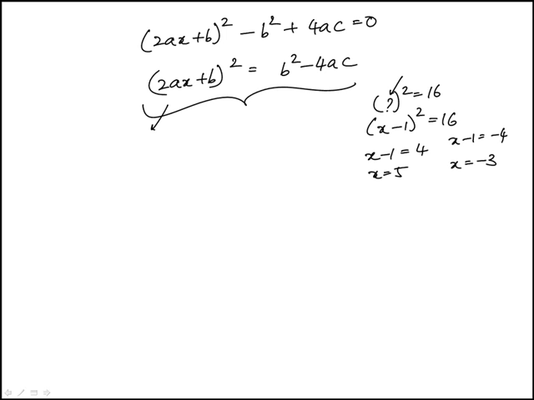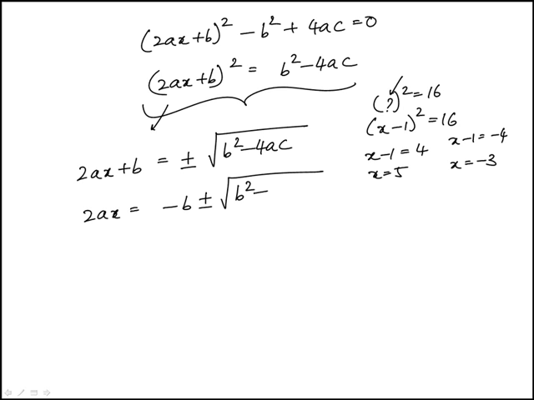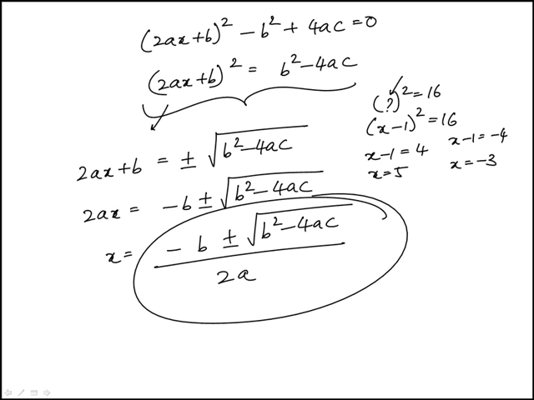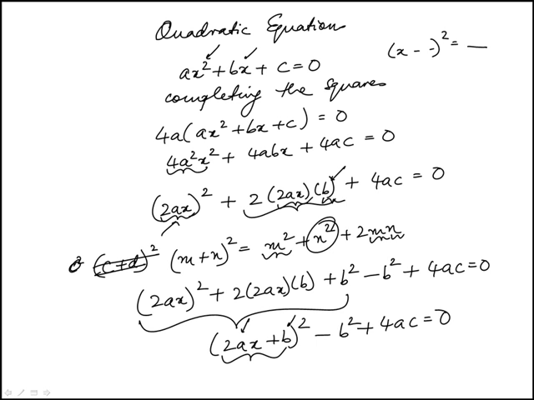Same thing here. 2ax plus b is equal to plus or minus the square root of b squared minus 4ac, which means 2ax is equal to minus b plus or minus the square root of b squared minus 4ac, which means x is, let me get to our familiar quadratic equation solution, that over 2a. So that's a slightly different way of doing it than what you would see in most books. So that summarizes this concept.